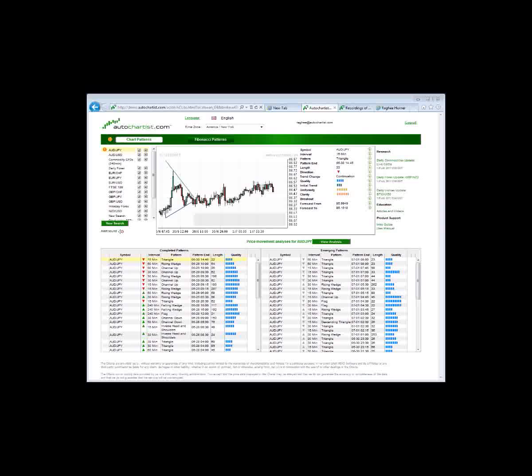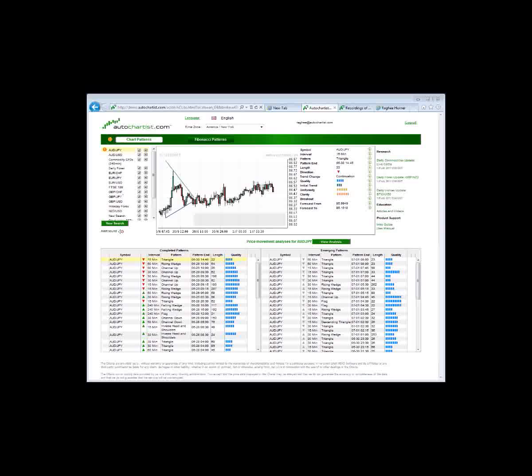Okay, so what you're looking at right now is actually my personal Autochartist, and I've made some particular searches you can see here on the left-hand side.